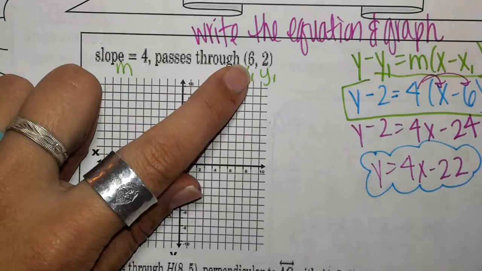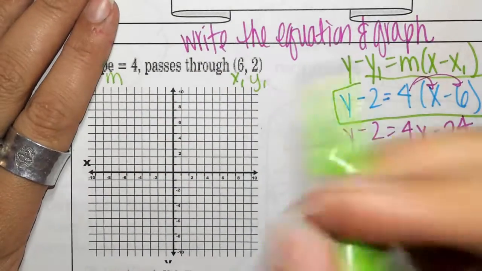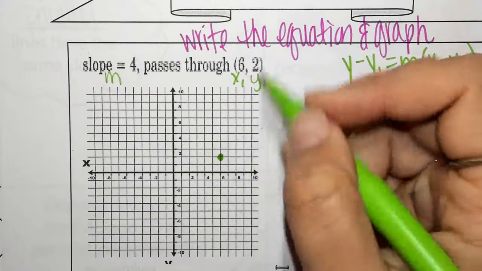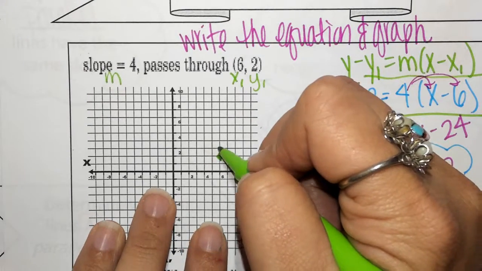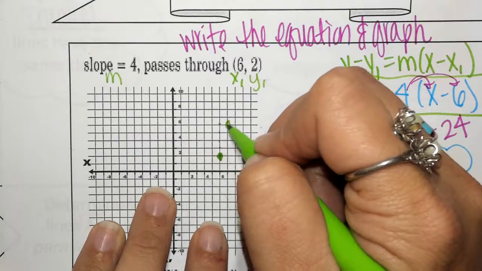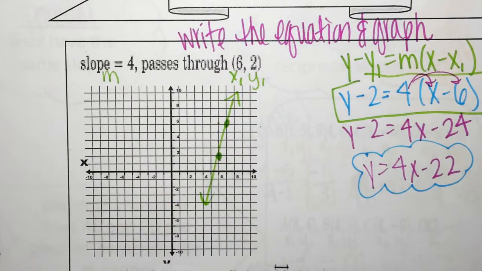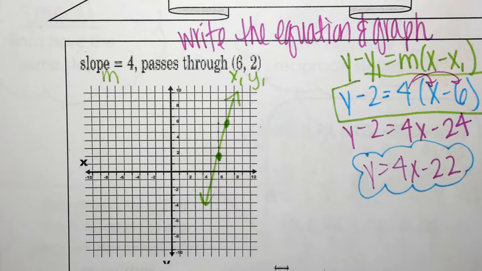So all you have to do is plot this point. So let's go right 6, up 2. My slope is 4, so you go up 1, 2, 3, 4, and right 1. Connect your dots. You see where I'm at, Raven?